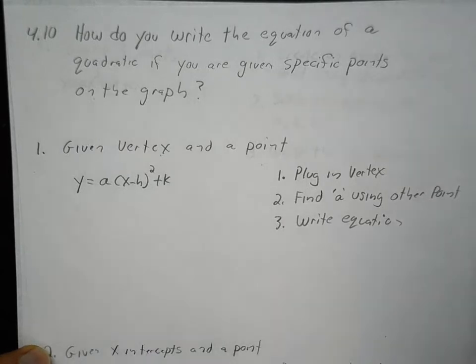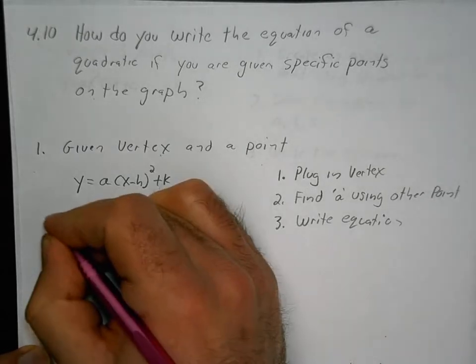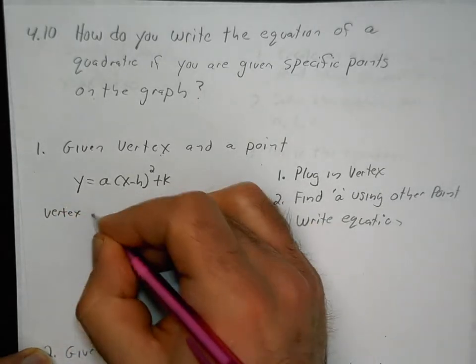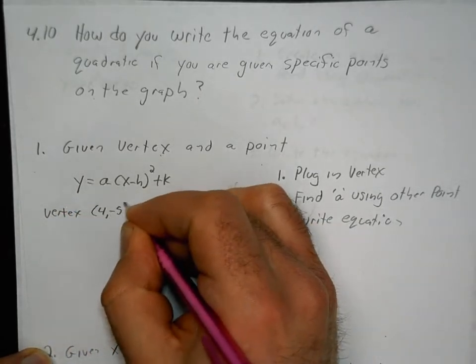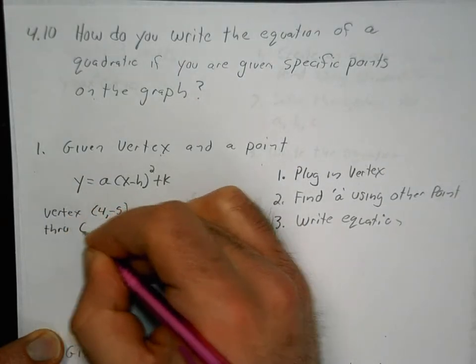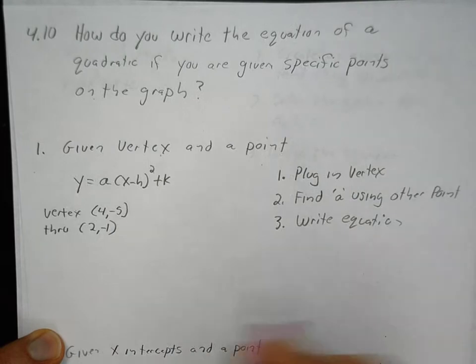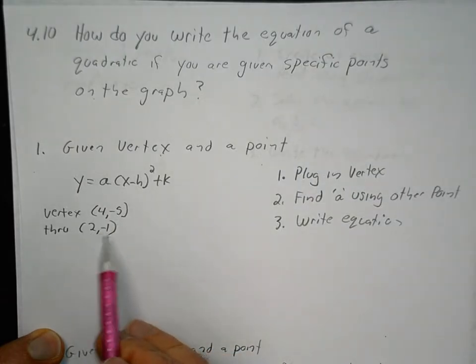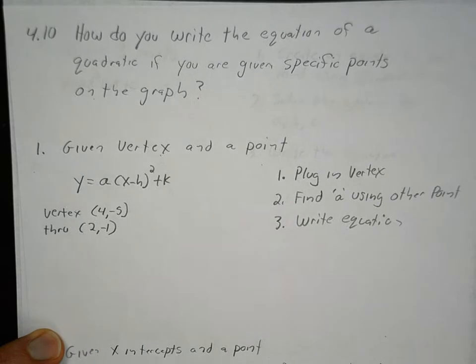Okay, so for an example, let's say the vertex is at (4, -5), and it passes through (2, -1). Okay, so we have a parabola with a vertex at (4, -5), and it also goes through this point. We only need these 2 points to come up with the equation. So here's my 3 steps.